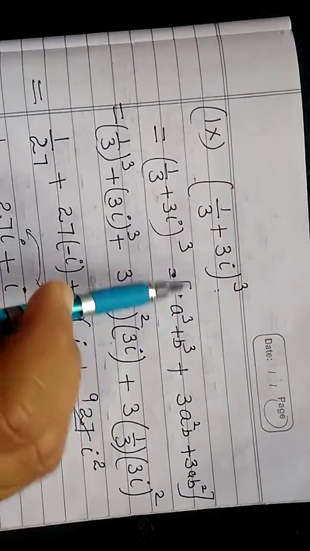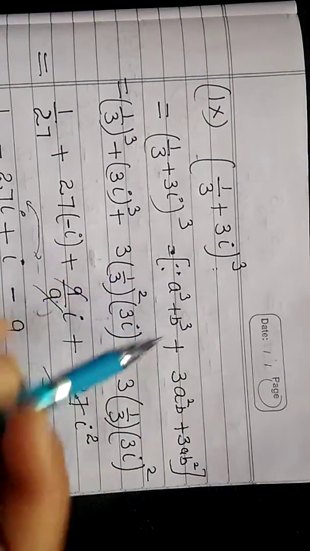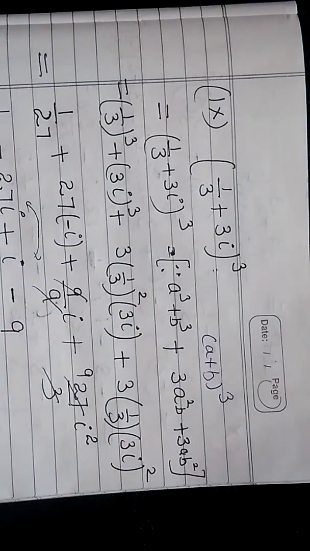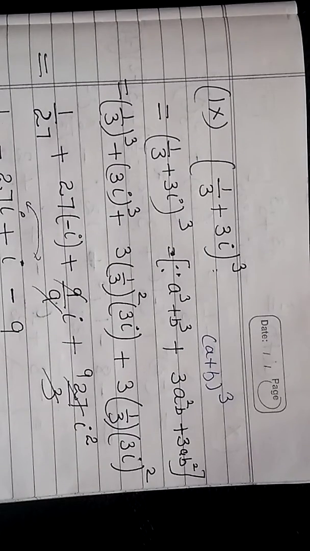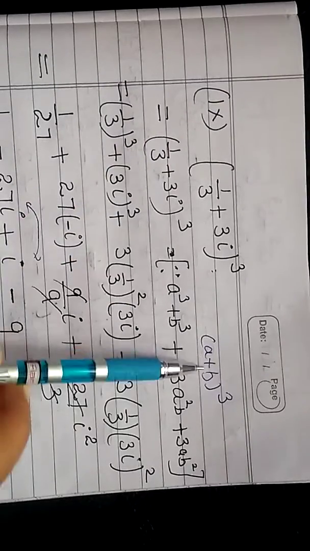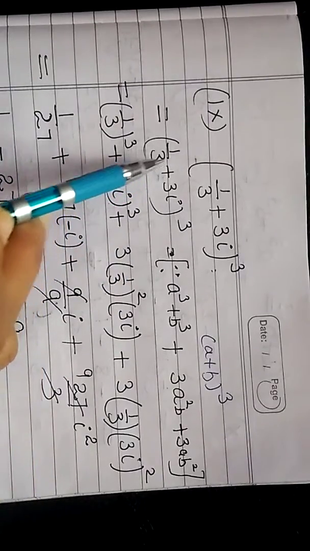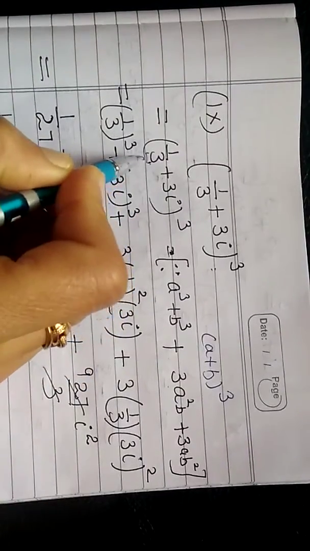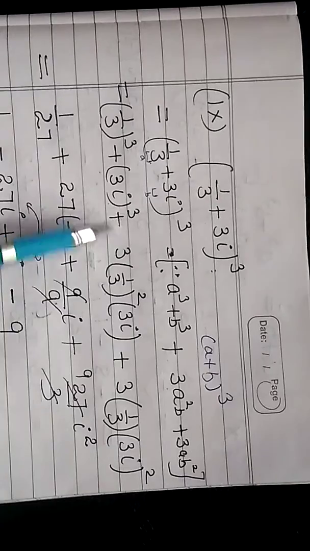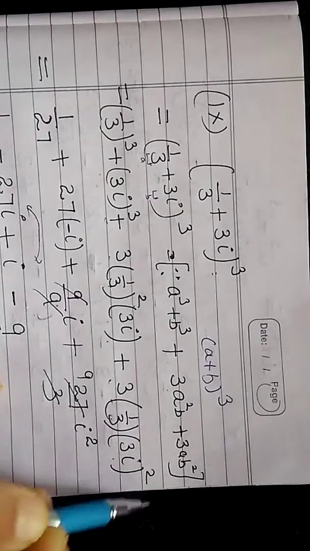So I will solve this question using the simple formula: (a + b) whole cube. What does the formula stand for? a cube plus b cube plus 3a square b plus 3ab square. So I have expressed the given question in this form, and I will choose this formula now. What is a? a is 1 upon 3. This is working like a, and this is working like b, right? So a cube plus b cube plus 3a square b plus 3ab square.